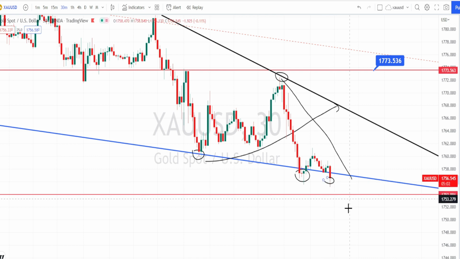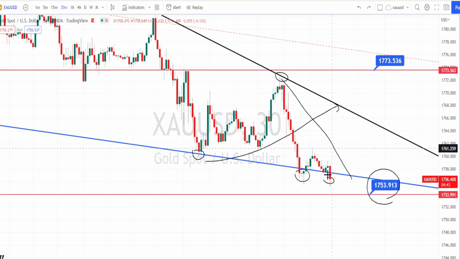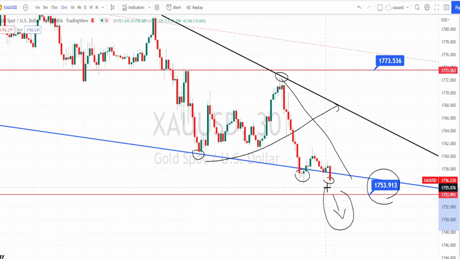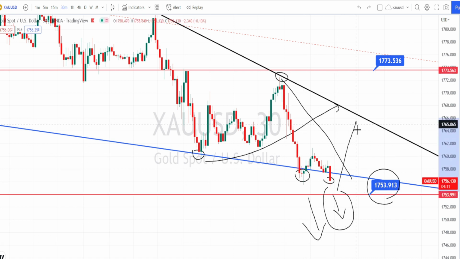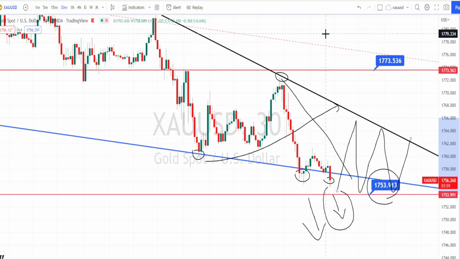Wait for the price action to break the higher time frame support level of 1753 in order to get the confirmation on the continuation of the bearish trend in 30 minutes time frame, based on which you can take trades on the bearish side. Otherwise we can expect the price action to consolidate within this resistance and support line for now. Let us mark the support and resistance levels.